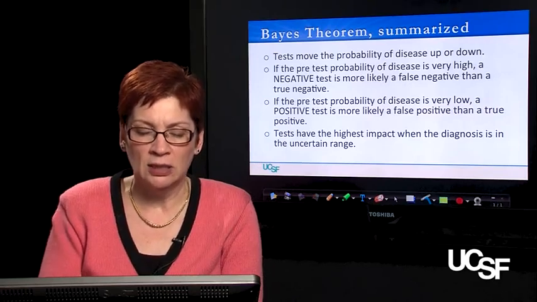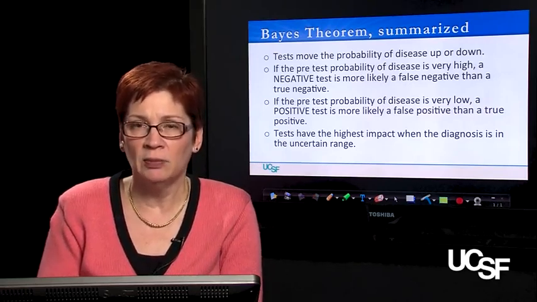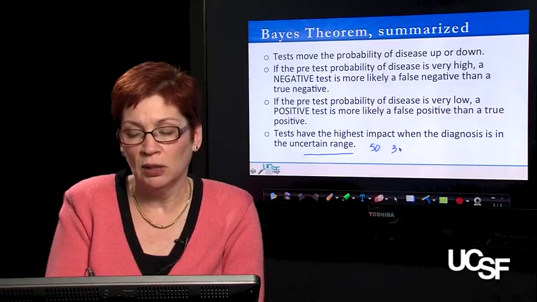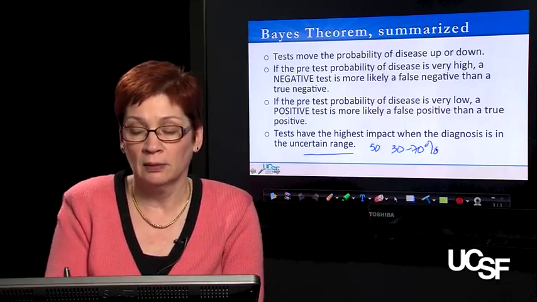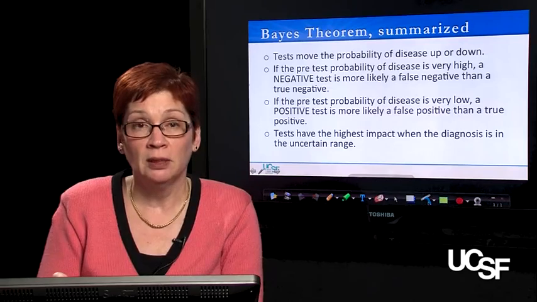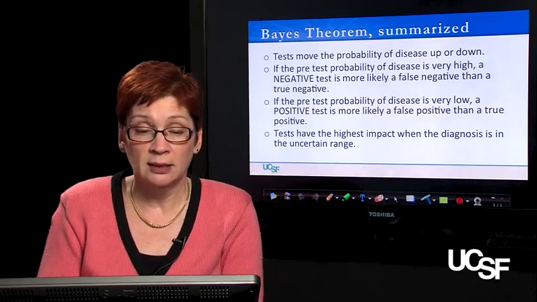And of course, by extension, tests have the highest impact if your pretest probability of disease is in the uncertain range, around 50%, or anywhere between really 30 and 70%. So that's Bayes' theorem in a nutshell. It says be careful with interpreting diagnostic tests.